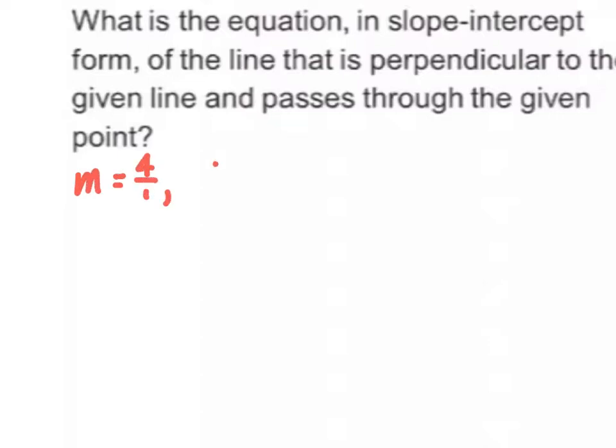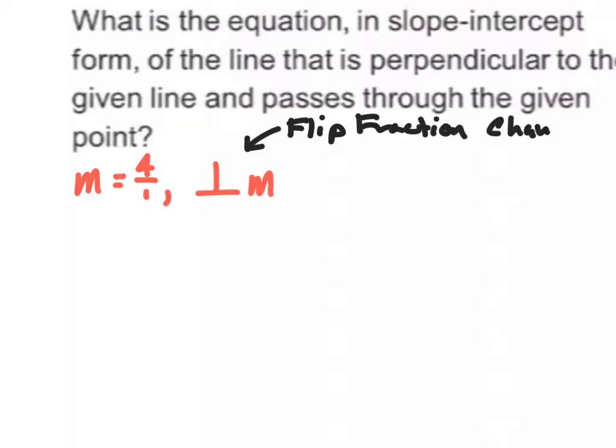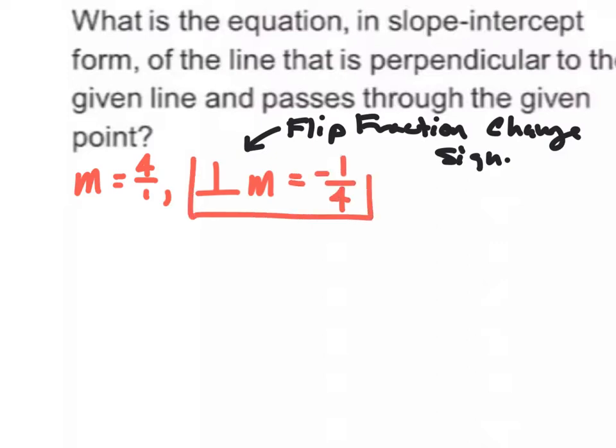But then I have to identify my perpendicular slope. And remember, perpendicular slope means that we flip the fraction and change the sign. So flip the fraction, change the sign. And so my perpendicular slope is going to be negative 1 over 4. And that's it. So that's the slope that we need to use. Now we also have the point, and that was 8, negative 4.